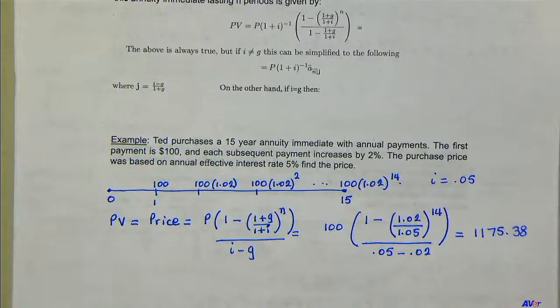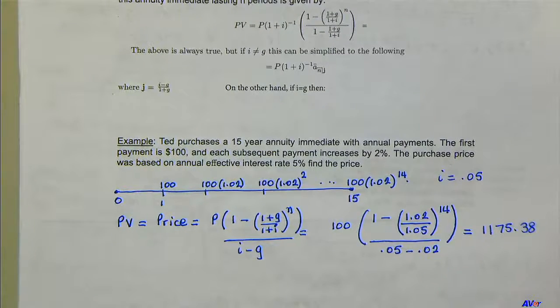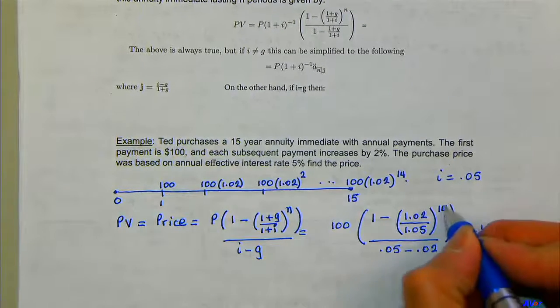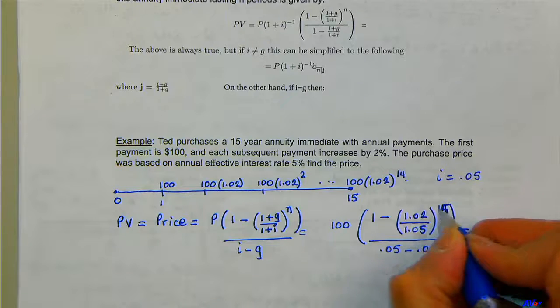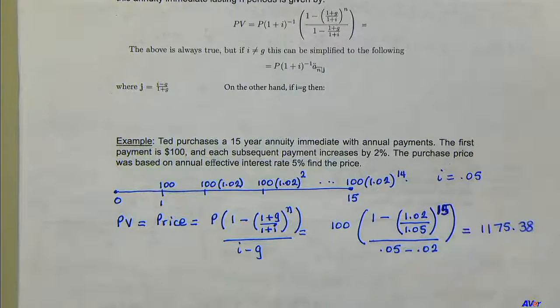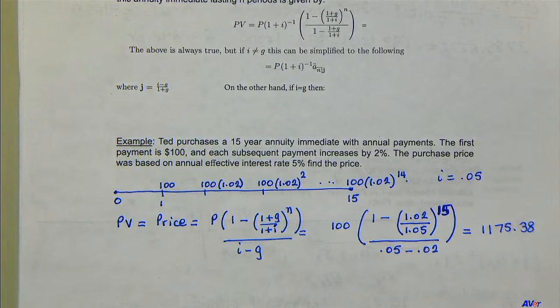Straightforward. Yeah. Can you explain why n here is 14 and not 15? Because I made a mistake. Thank you. 15th power. Thank you. Any question?